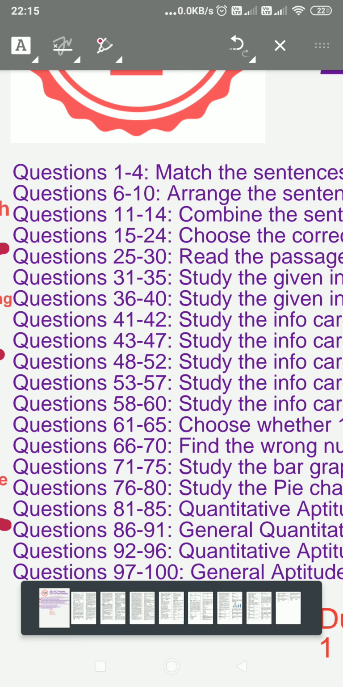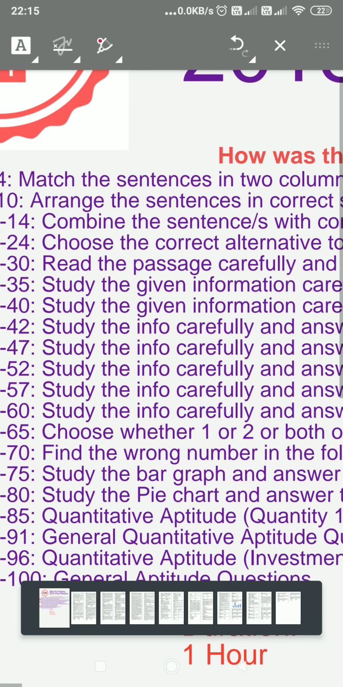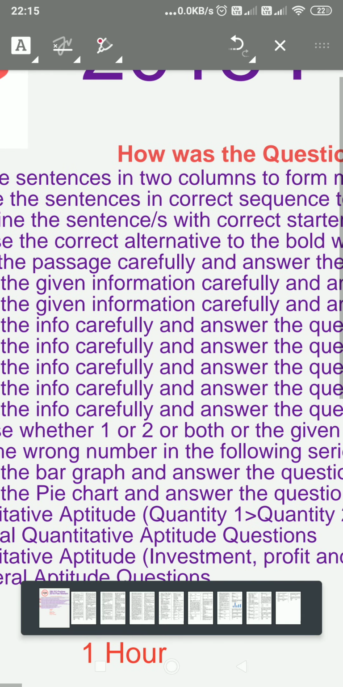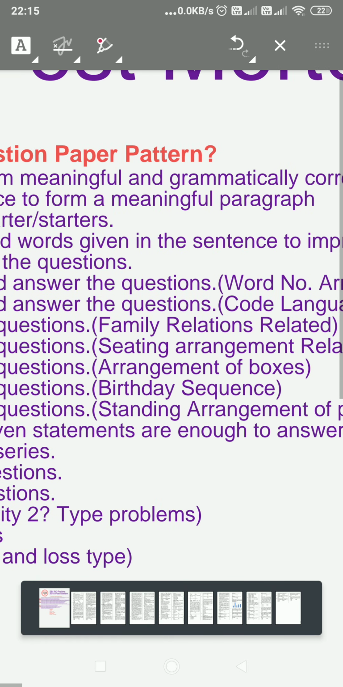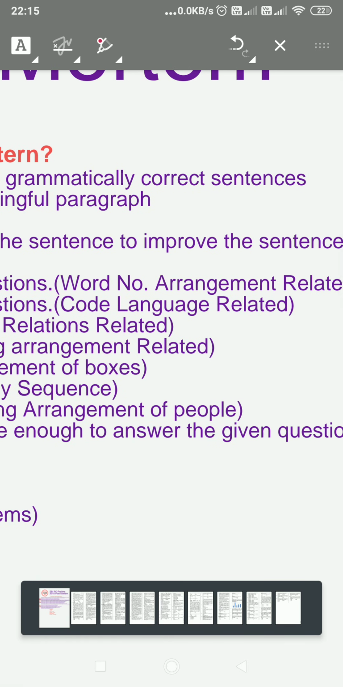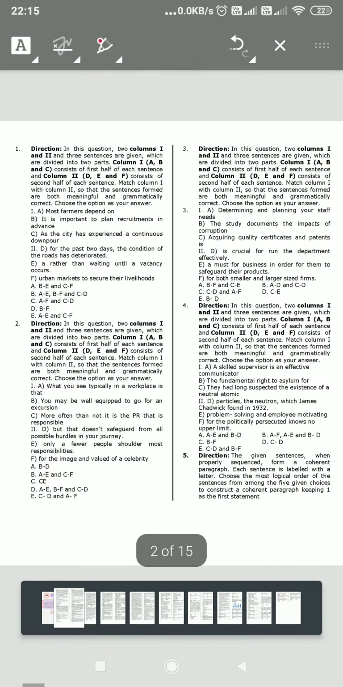So what was there in questions 1 to 4? It was very simple: match the sentences in 2 columns to form meaningful and grammatically correct sentences. This is a very simple type of question in English. Basically there will be 2 columns. I'll show you an example, it will be easy for you. So let me go to the example.